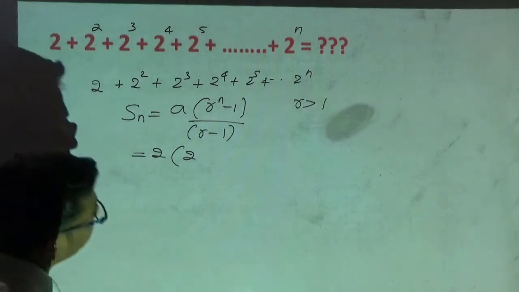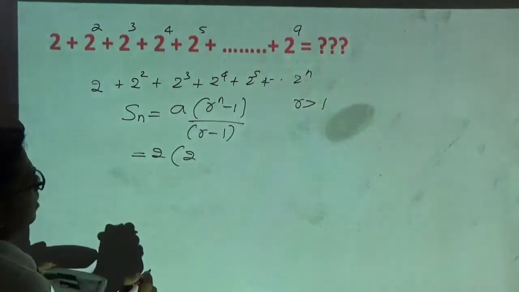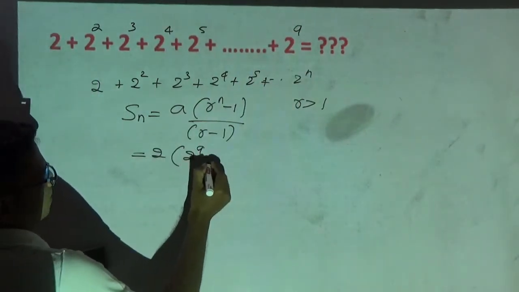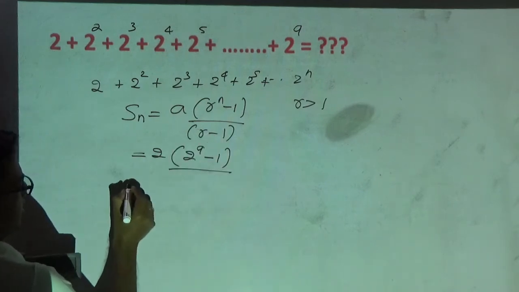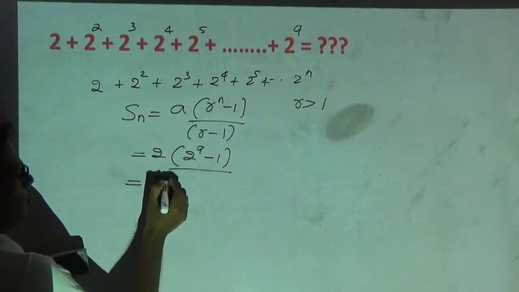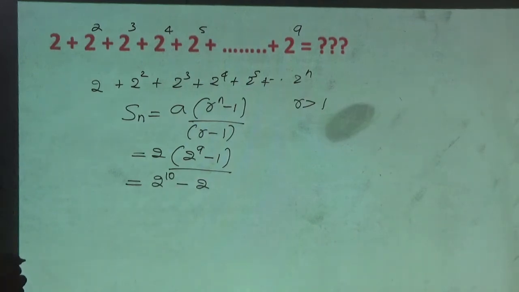That is what they have given up to n. That is 9 here. Okay. That is n is 9. Sn is 2 power 9 minus 1 divided by r minus 1. 2 minus 1 is 1 only. Now this can be written as 2 power 10 minus 2.